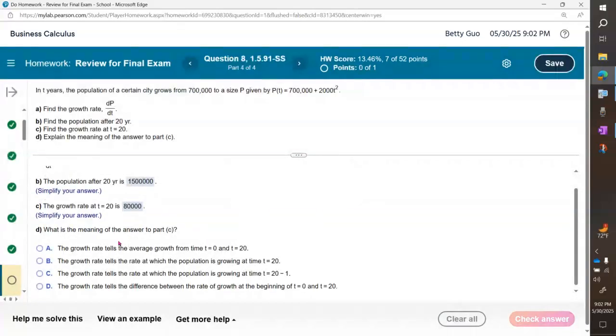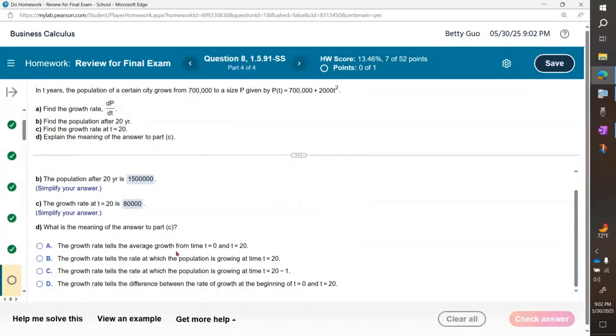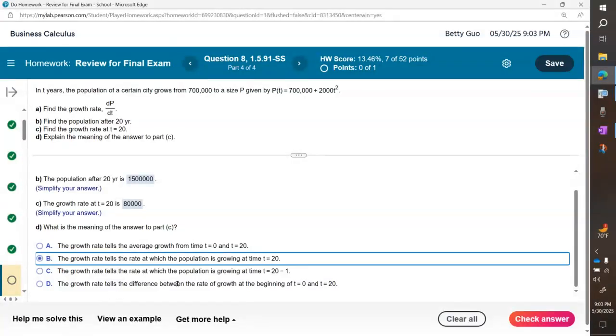And how do we interpret the result from part C? The growth rate tells the average growth between t equals 0 and t equals 20. B, the growth rate tells the rate at which the population is growing at time t equals 20. This one definitely is wrong. Not 19 years. It has to be t equals 20. Growth rate tells the difference. It's not that one. It's going to be B.